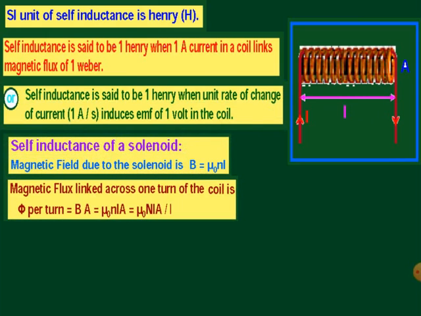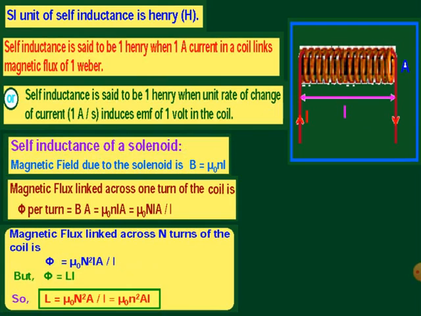So, self-inductance of a solenoid. Take a solenoid whose length is denoted by L. Current I is flowing through it and its cross-sectional area is A. Let's take the total number of turns of the solenoid as capital N, where small n is the number of turns per unit length. In a unit length, how many turns are there? That is denoted by small n.